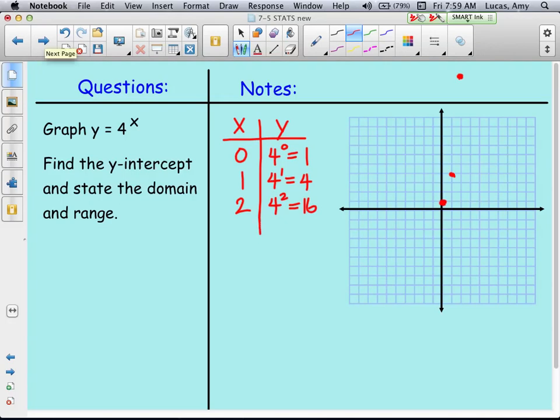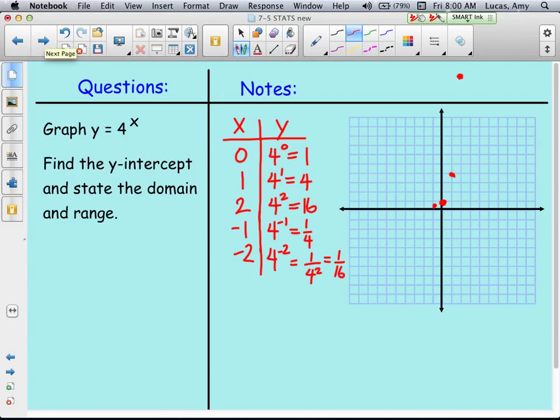What about the negative numbers? If I put in a -1, 4 to the negative first power is the same as the reciprocal of 4 to the first. So it will be 1/4. So -1 is going to be about 1/4. If I put in -2, that would be the reciprocal of 4 squared. So that's 1/16.